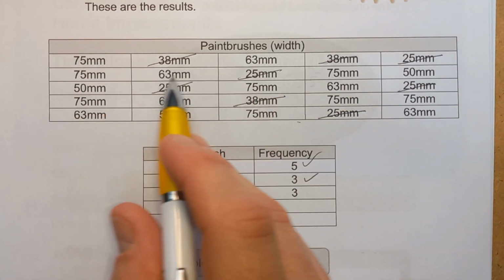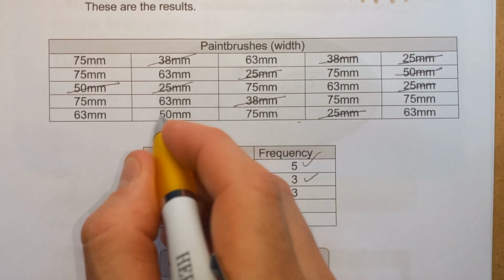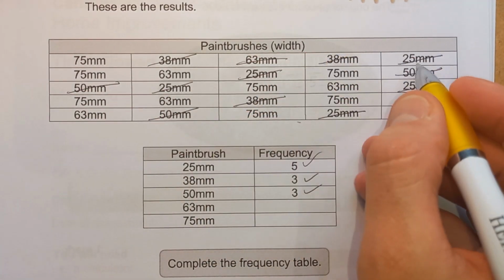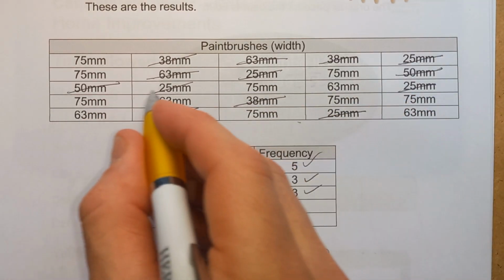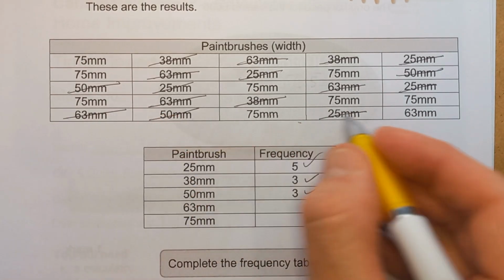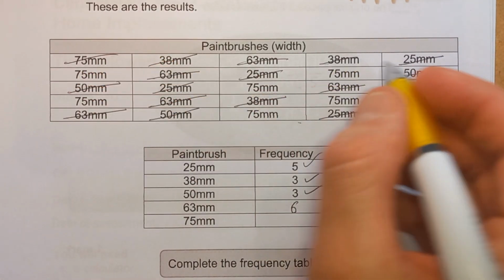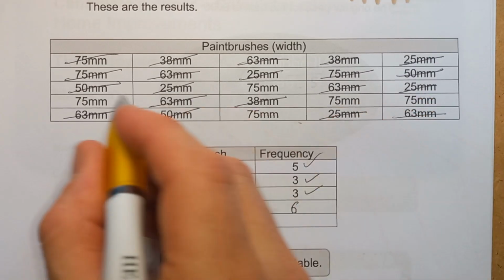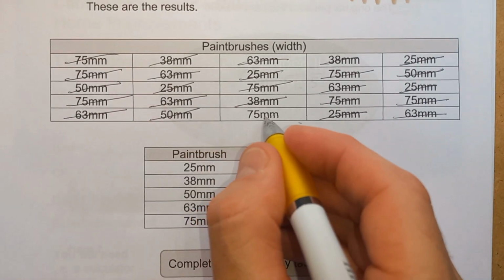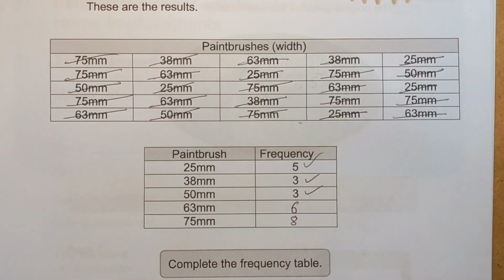No, none. Oh, there's 1, 2, 3. So I've got 3 there. How many are 63mm? We've got 1, 2, 3, 4, 5, and 6. And how many are 75mm? We've got 1, 2, 3, 4, 5, 6, 7, 8. And I can check that every box has been ticked so we haven't missed any out.